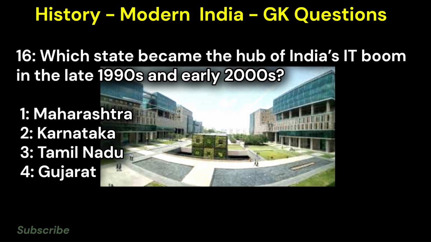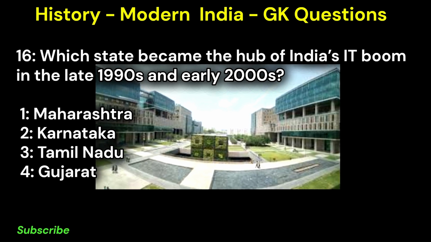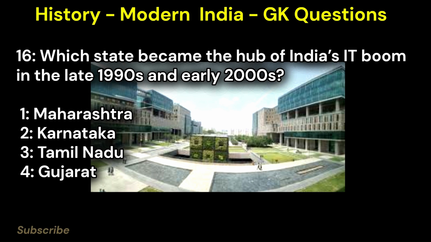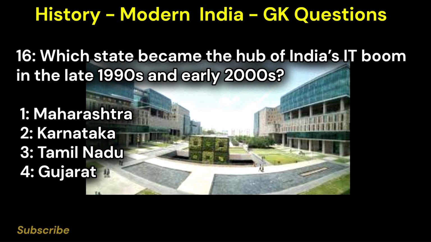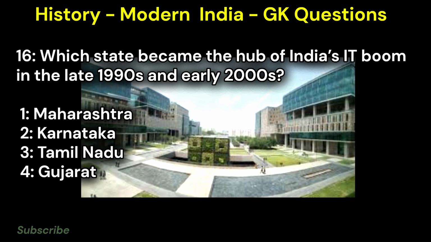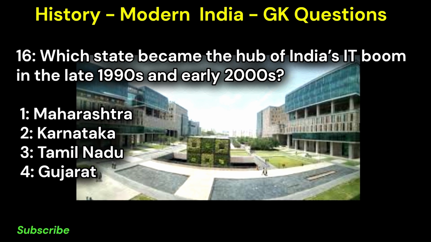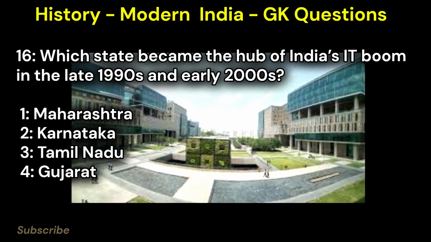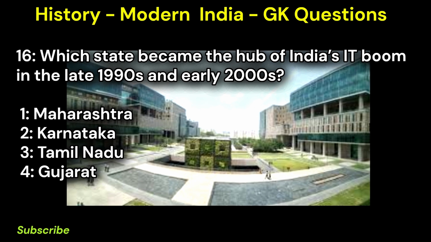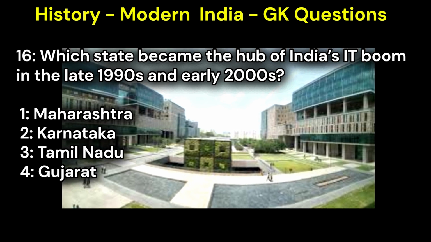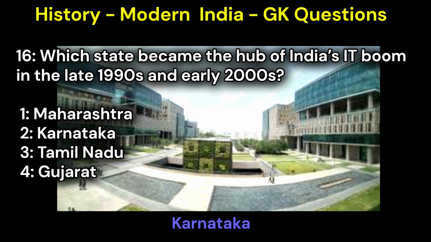Question number 16. Which state became the hub of India's IT boom in the late 1990s and early 2000s? The options are: Option 1, Maharashtra. Option 2, Karnataka. Option 3, Tamil Nadu. Option 4, Gujarat. The correct answer is Karnataka.